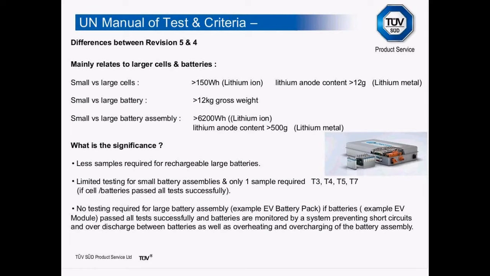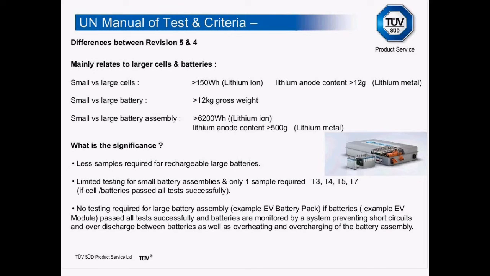Battery assemblies, it classifies large battery assemblies for lithium-ion as anything greater than 6,200 watt-hours, and for lithium metal primary batteries, lithium anode content of greater than 500 grams. So what is the significance? Basically, for rechargeable larger batteries, less test samples are required. Limited testing is required for small battery assemblies, so only one sample is required, and limited testing on that one sample would be the T3, T4, T5 and T7 tests.